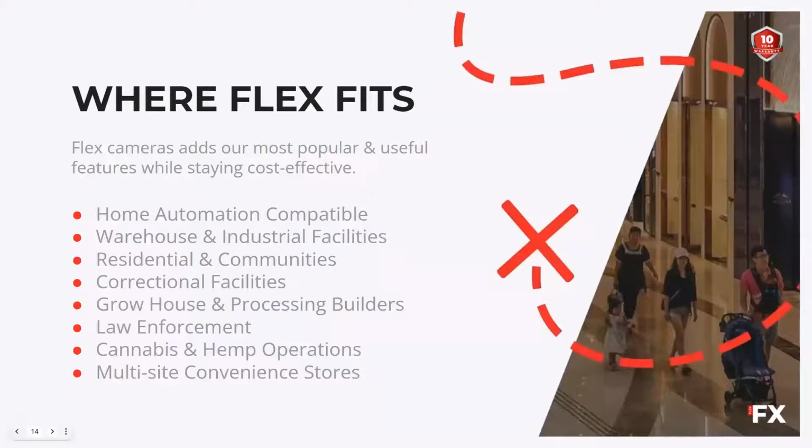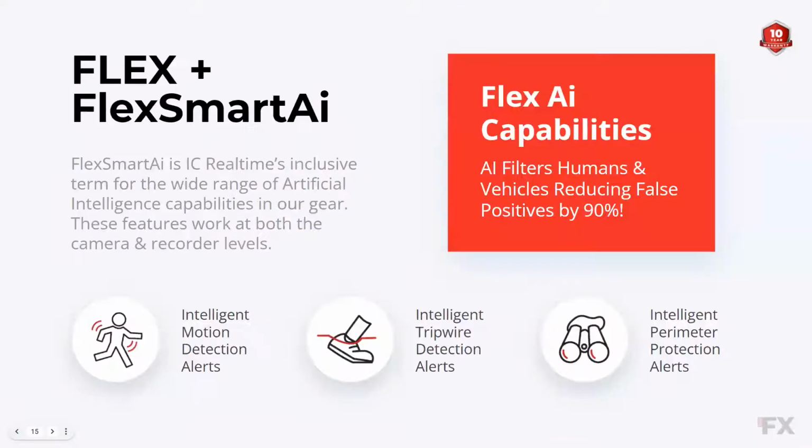So where does the Flex fit in? Again, home automation compatible, warehouse and industrial facilities, high-end residential communities, correctional facilities, grow houses and processing builders, law enforcement, cannabis and hemp operations, and multi-site convenience stores. This is still going to have the same Flex AI technology that you'll find in the Max line. So you're going to get your IMD, you're going to get your intelligent tripwire detection, you're going to get your intelligent perimeter protection as well.